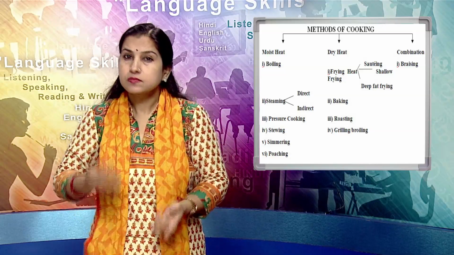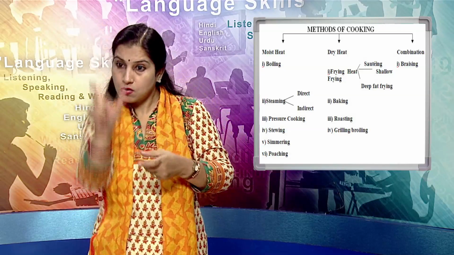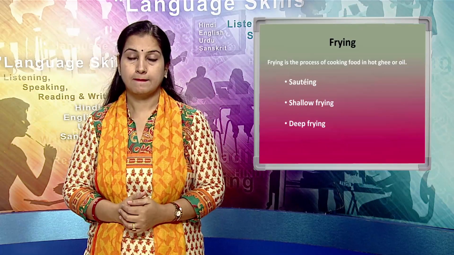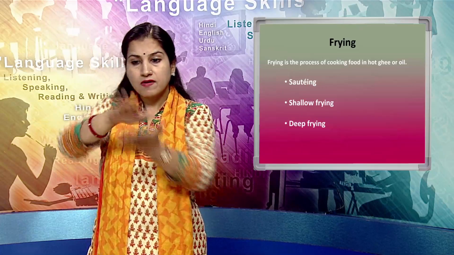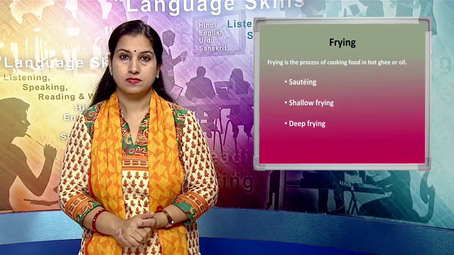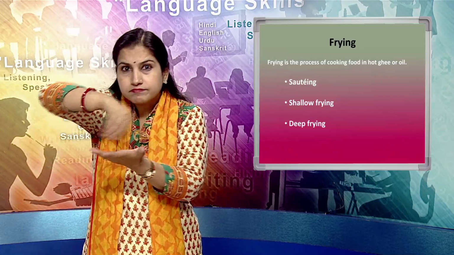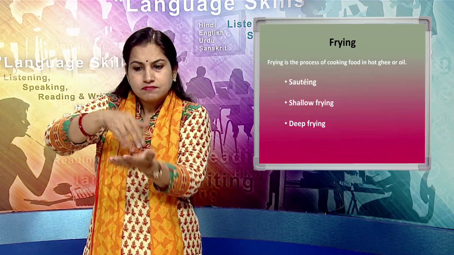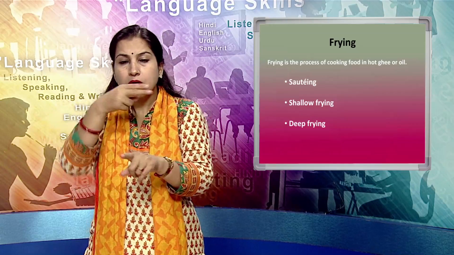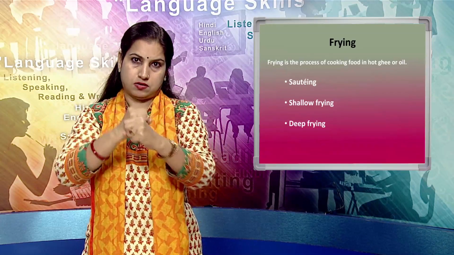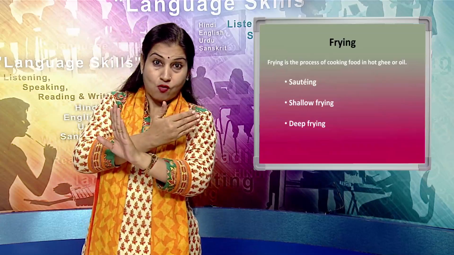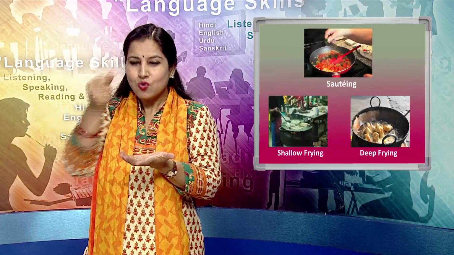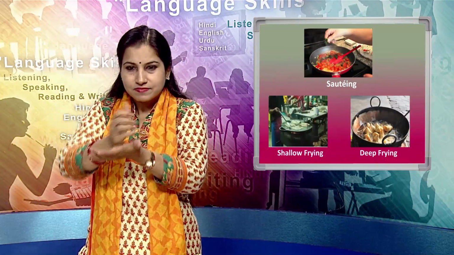Now we will talk about the second column of dry heat. The first point of this column is frying. At home you cook through this method of frying. The first one is sauteing. Like at home, before cooking vegetables, you do tadka. You put oil and a little bit of jeera and do tadka.